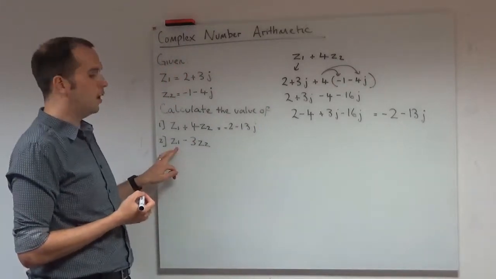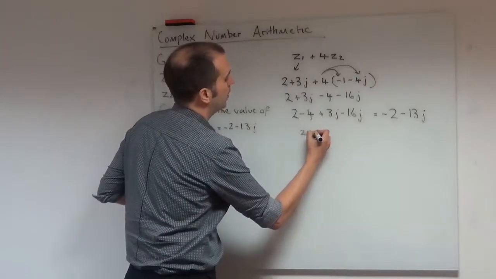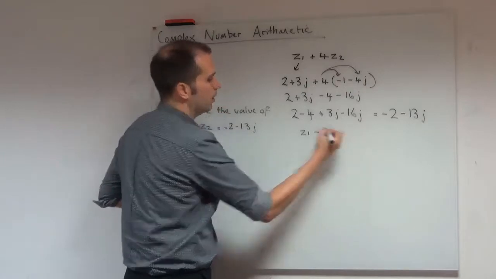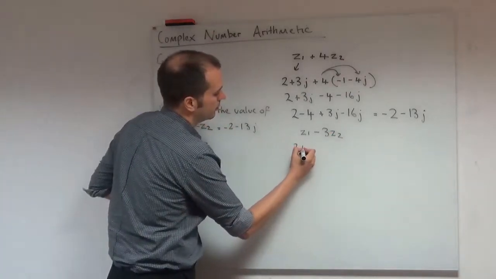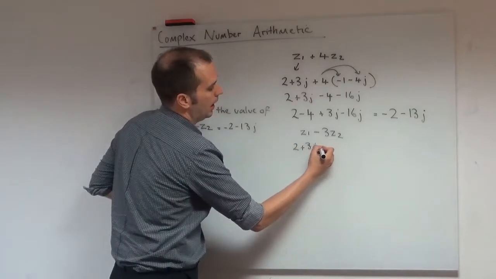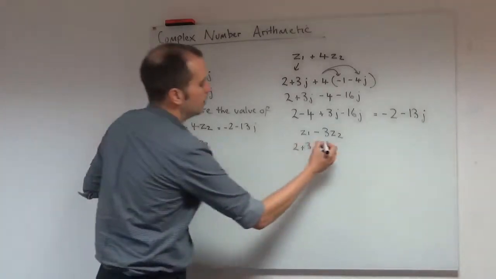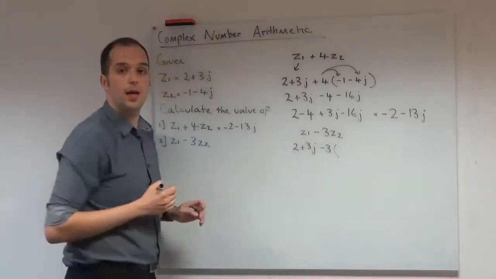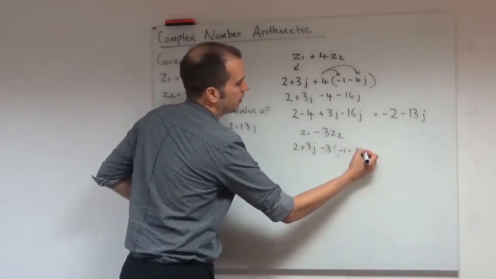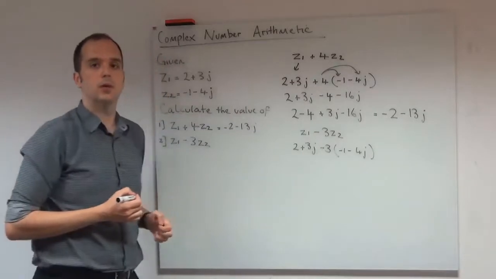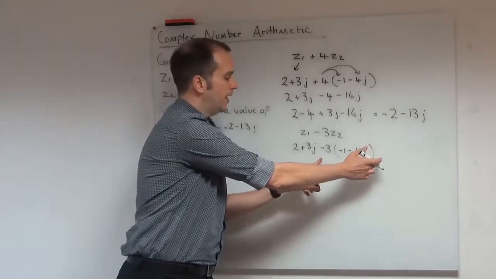Let's have a look at Z1 minus 3 lots of Z2. So we have Z1 minus 3 lots of Z2. Well, Z1 is 2 plus 3j. And then we have minus 3 lots of Z2. So it'll be minus 3, and then I'm going to put Z2 in a bracket like we did before, and that is minus 1 minus 4j. As we did before, we need to expand out this bracket here.